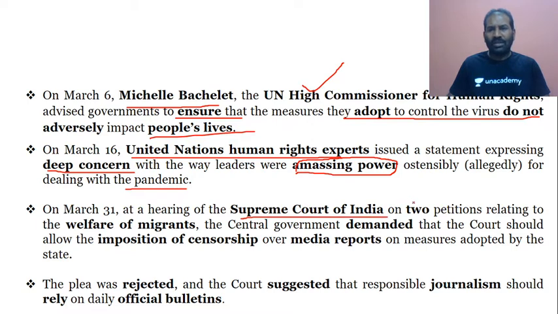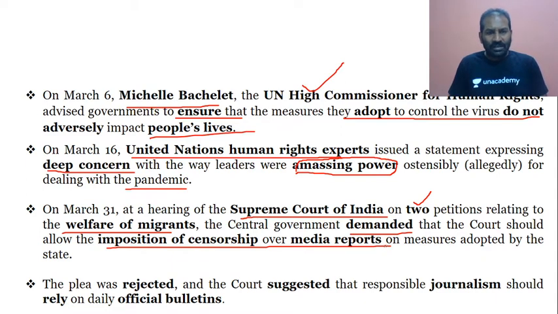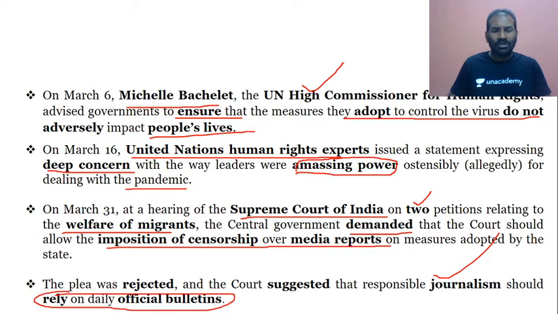And again, the Supreme Court of India, in two petitions, has also talked about the welfare of the migrants. The central government demanded that the court impose censorship on media reports. But the Supreme Court rejected the plea of the central government, and suggested that journalists rely on the official bulletins and not publish personal interviews and discussions in the newspaper which will create panic among the people who read the newspaper or watch television. So even the Indian government, taking advantage of this pandemic situation, wanted to impose censorship over the media.